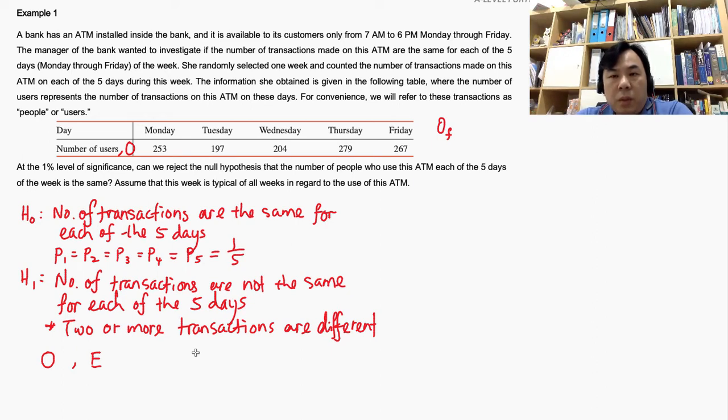If the probability remains the same, so the proportion of transactions remains the same for each of the 5 days, which is 1/5, right? Okay, so we need to tabulate this.